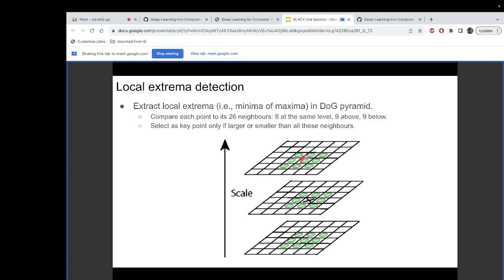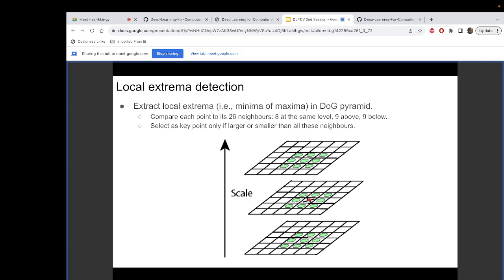So these are 9 points in this particular window. In the same location here there are 8 points, because this is the interest point itself. This is the point that I am trying to see whether there is an interesting point here at all. So I look at the neighborhood of it. These are 8 points because I have excluded this, and below these are again 9 points. So 9 plus 9 plus 8 equals 26. So compare each point to its 26 neighbors: 8 at the same level, 9 above, 9 below.